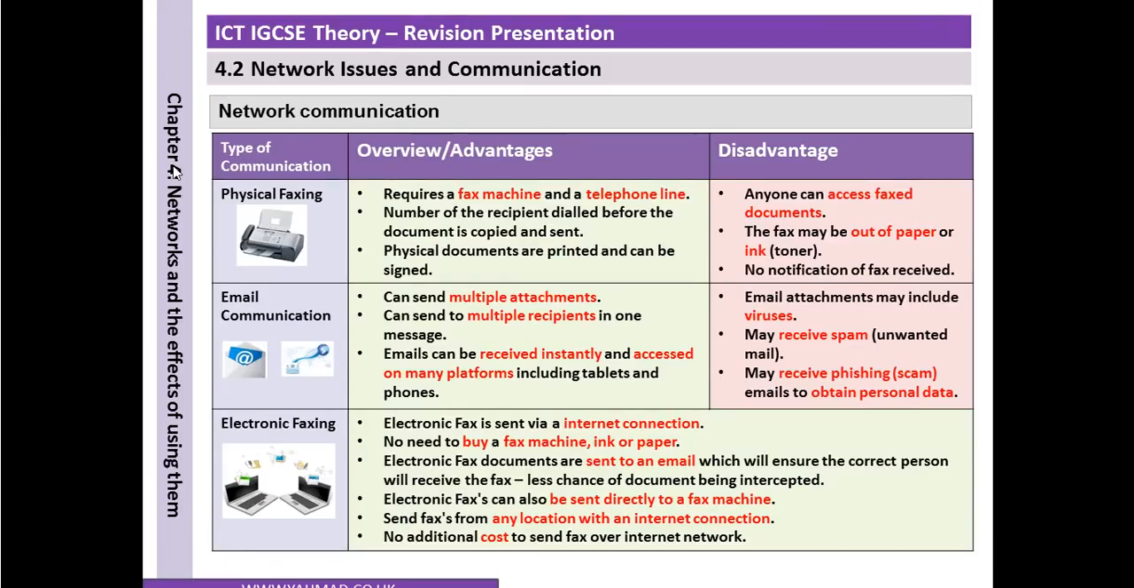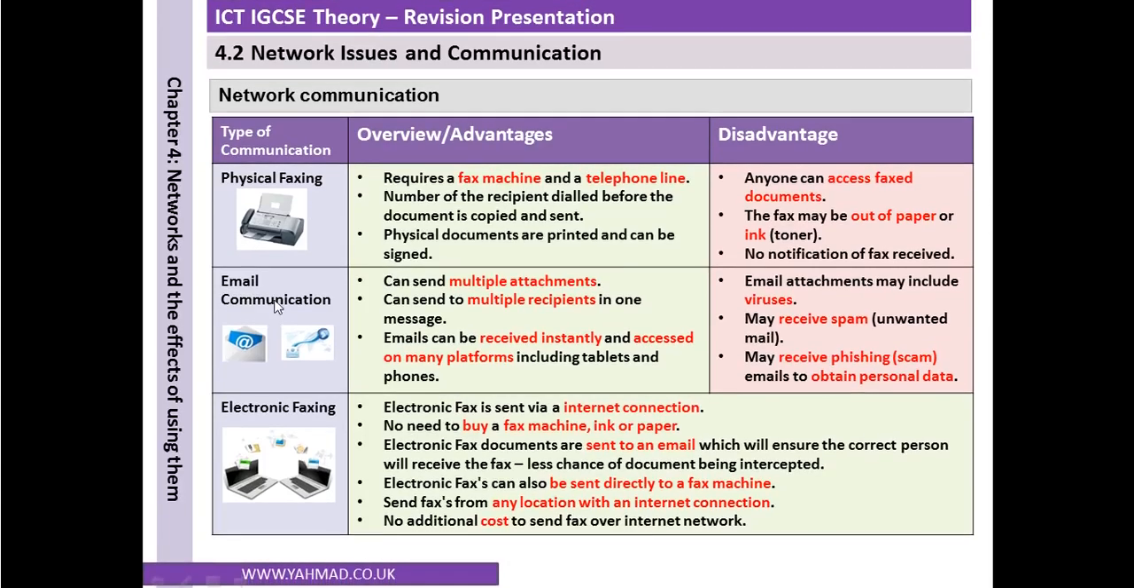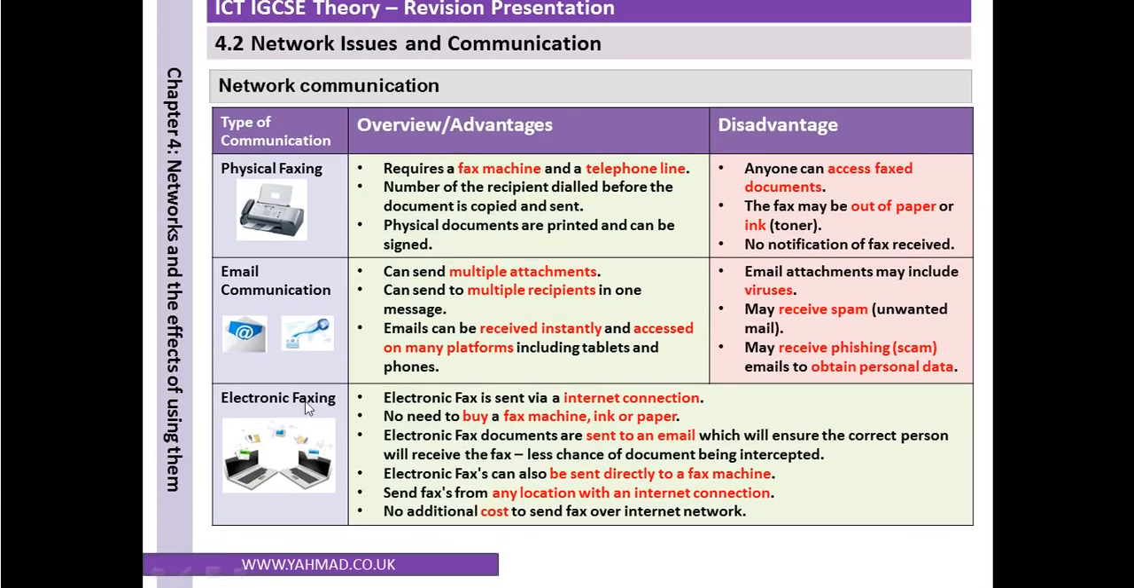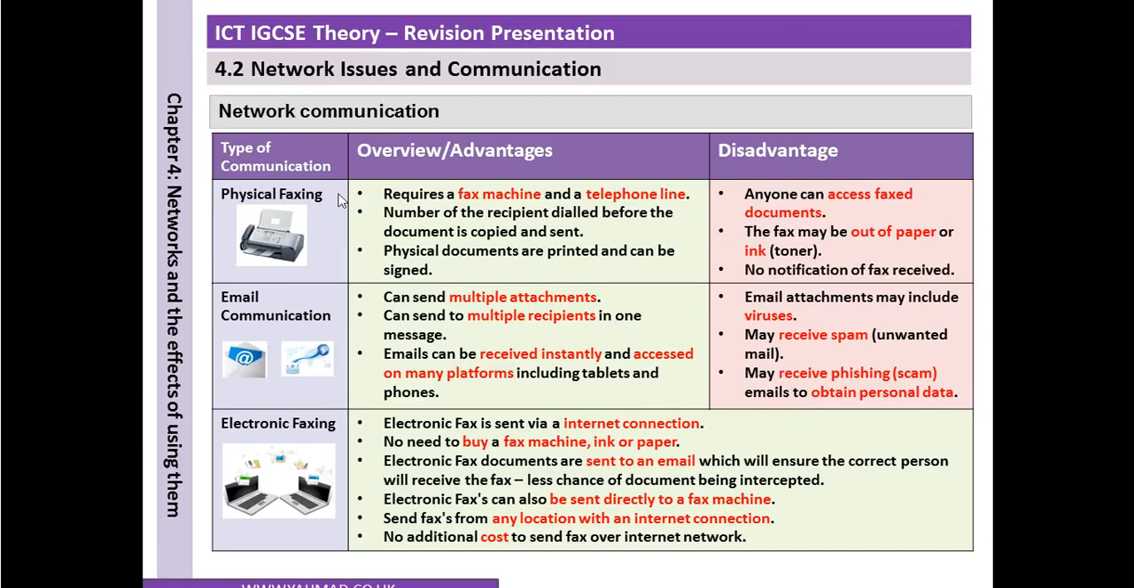Okay, so we're going to be looking at other types of network communication. We're going to be looking at physical faxing, email communication and electronic faxing. Physical faxing requires a fax machine and a telephone line. The number of the recipient is dialed before the document is copied and sent. Physical documents are printed and can be signed.